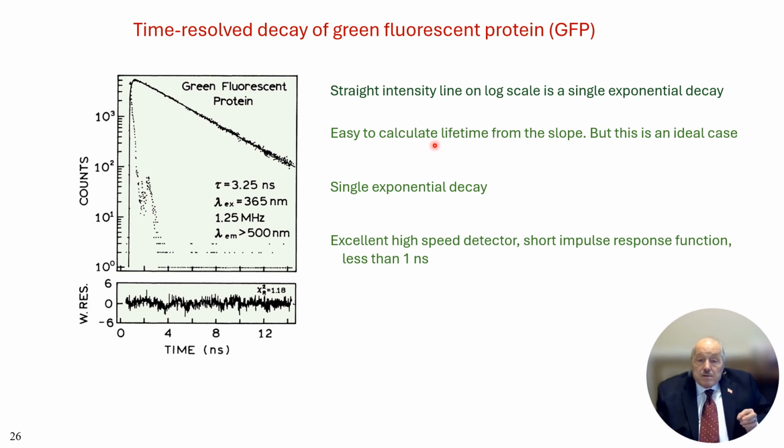So back to the green fluorescent protein, the straight line on the log scale meant it was a single exponential decay. Let's look at this impulse response function here. This is pretty good. Some instruments are much worse than that. And as you can see, you have a chi-squared around 1, which means that the only difference between a calculated curve and the measured curve is unavoidable Poissonian noise in the number of photons you've counted. And that's actually simple to calculate.